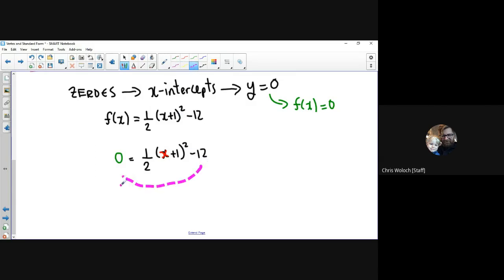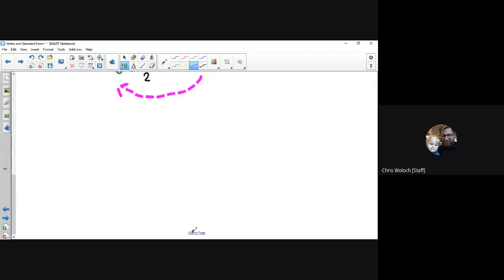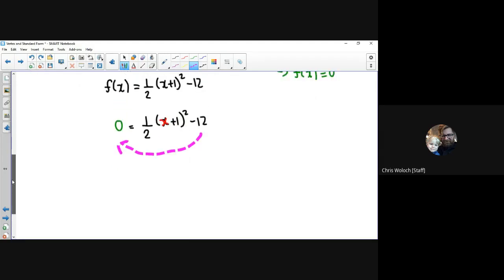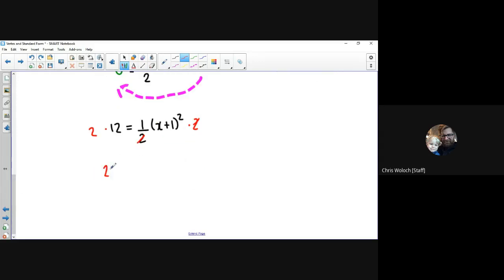Now solving this should hopefully be no big deal. I'm going to move the -12 across, so it's going to become +12 equals 1/2 (x plus 1) squared. I'm going to multiply both sides by 2, then those will cancel. So then I have 24 equals (x plus 1) squared.